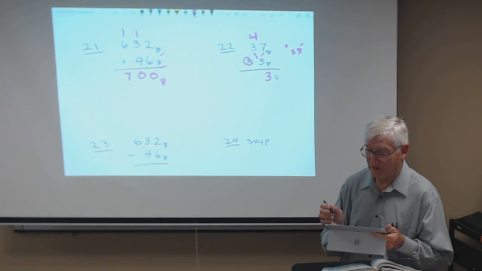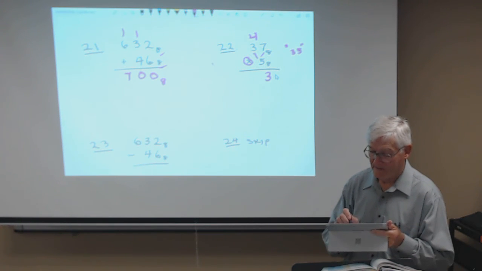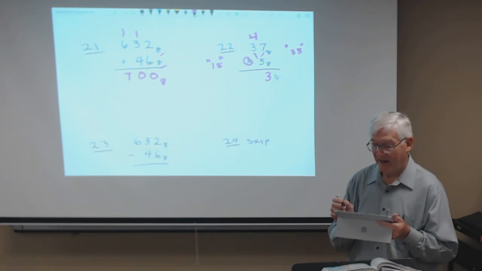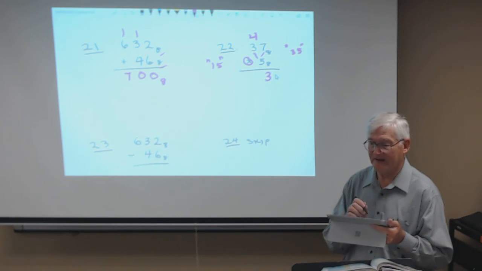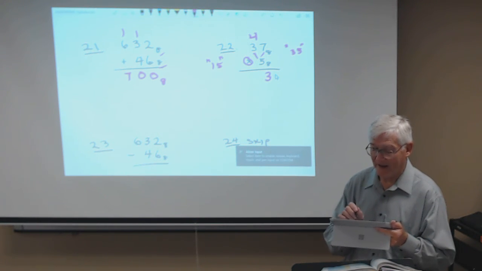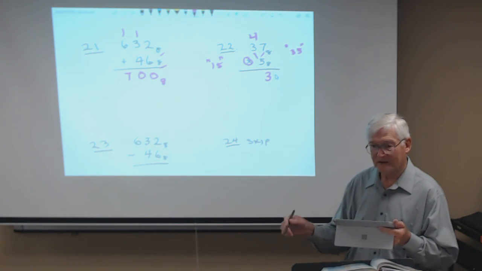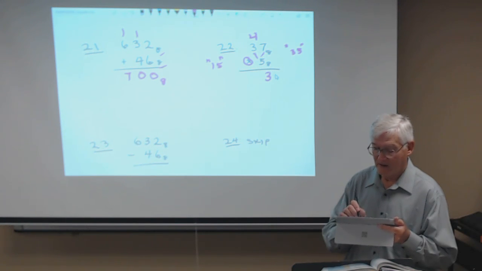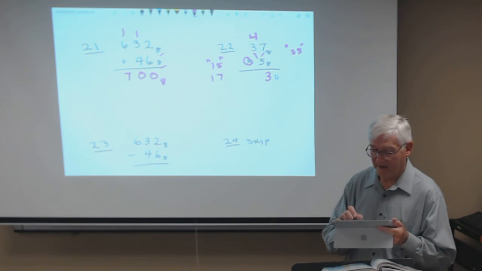Now you take 5 times 3 and you get what? 15. And how do you say 15 in the base 8? What's 5 times 3? 1 7 in the base 8. Why? Because 15 is 1 8 and 7 ones.